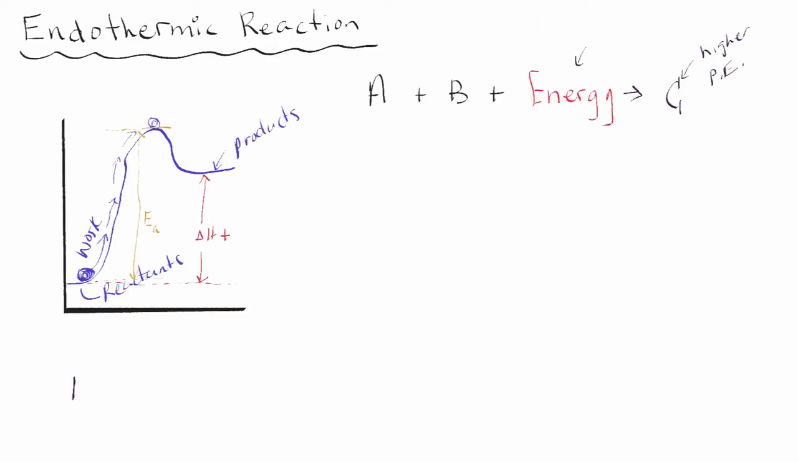Okay. On the other hand, if we look at the last diagram here, the K equilibrium is going to be less than 1. And that tells us that, in fact, the products will be less concentrated than the reactants. Okay, so it'll be spontaneous in the reverse direction, but not in the forward direction.